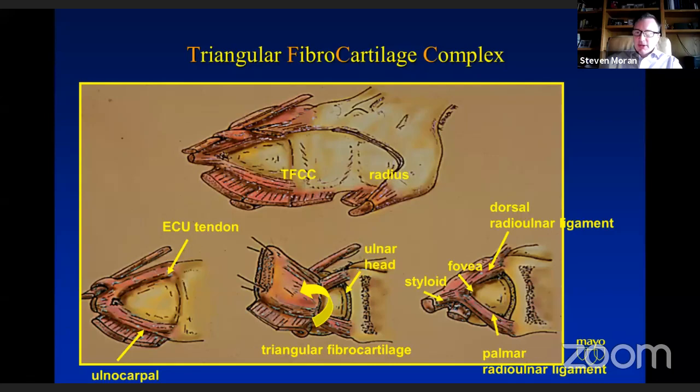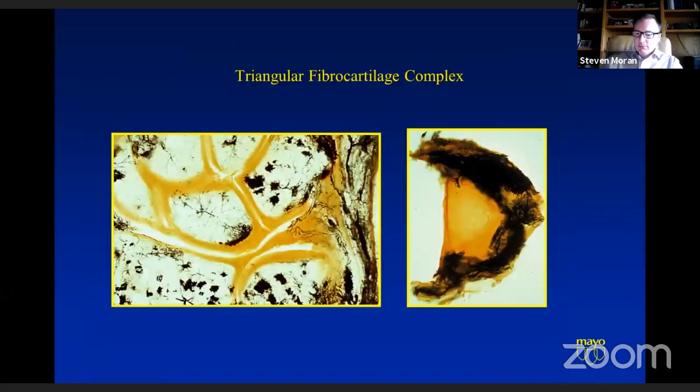This is a drawing by one of my mentors, Dick Berger, who spent the majority of his life studying the DRUJ. And these five structures can be encompassed within the triangular fibrocartilage complex, made up of the TFCC, the ECU subsheath, the ulnar carpal ligaments, and then the dorsal and radial palmar ligaments.